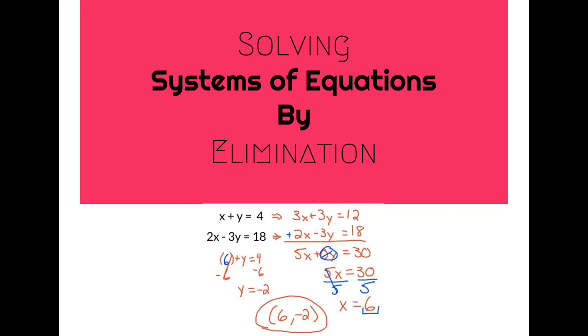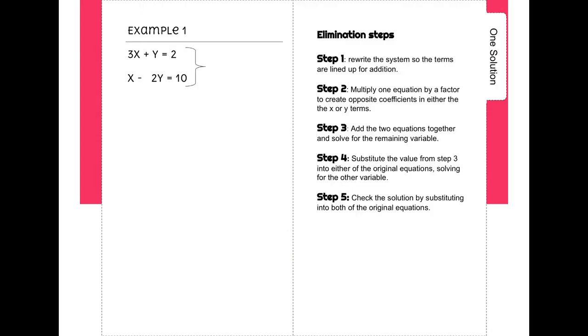Today we'll be talking about a second algebraic method for solving systems of equations. And this method is called elimination. And as the name implies, we are going to try to eliminate one of the variables so that we can solve for the other variable. Let's take a look. Here's our first system.